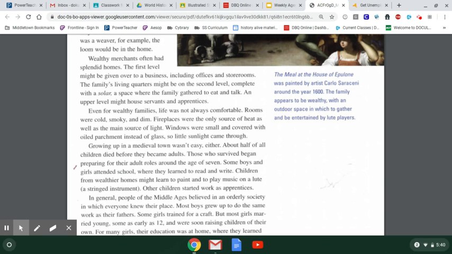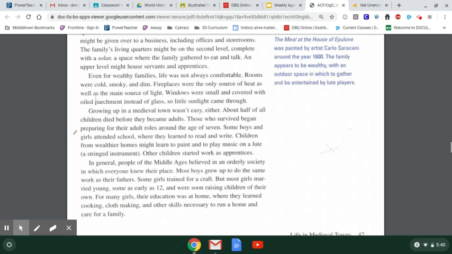Even for wealthy families, life was not always comfortable. Rooms were cold, smoky, and dim. Fireplaces were the only source of heat as well as the main source of light. Windows were small and covered with oil parchment instead of glass, because they didn't have great glass back then, so little sunlight came through. Growing up in medieval towns wasn't easy either.